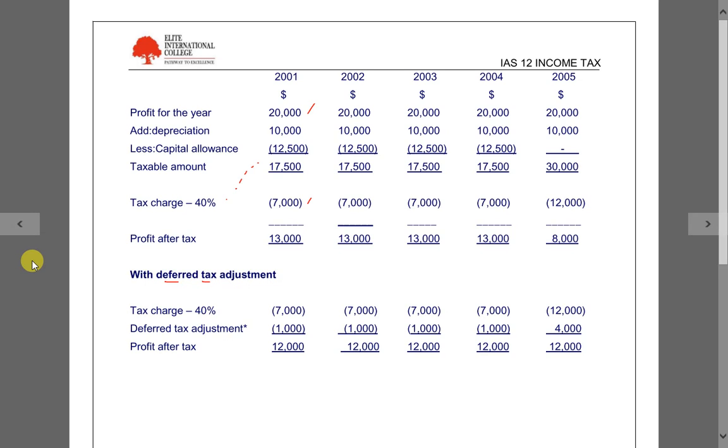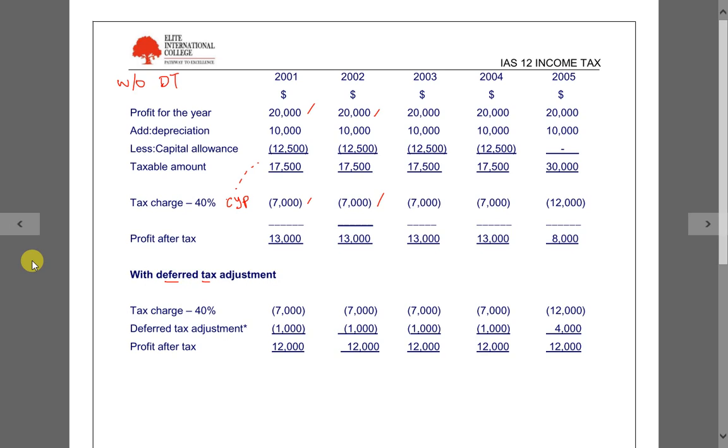Because I claim more, I pay less tax. So 20 minus 7 is 13. This one is without deferred tax, so this is the reported profit. Second year, I add depreciation. I claim 12.5, I claim more. So I pay tax only based on 40% of 17.5, so it will be 7,000. So 20,000 minus my provision of 7,000. This is my current year provision.